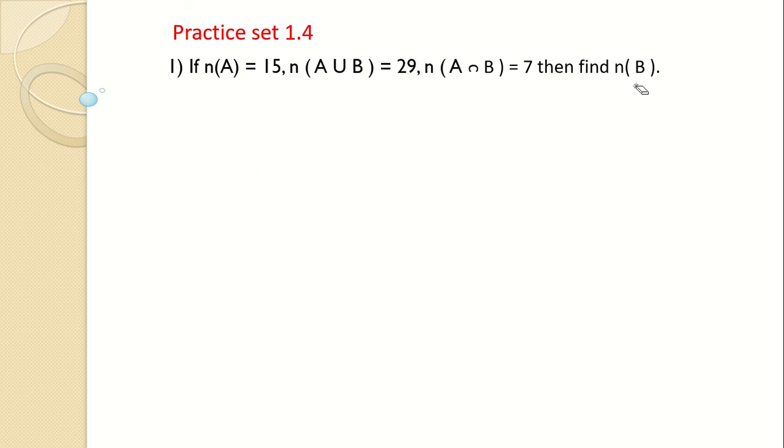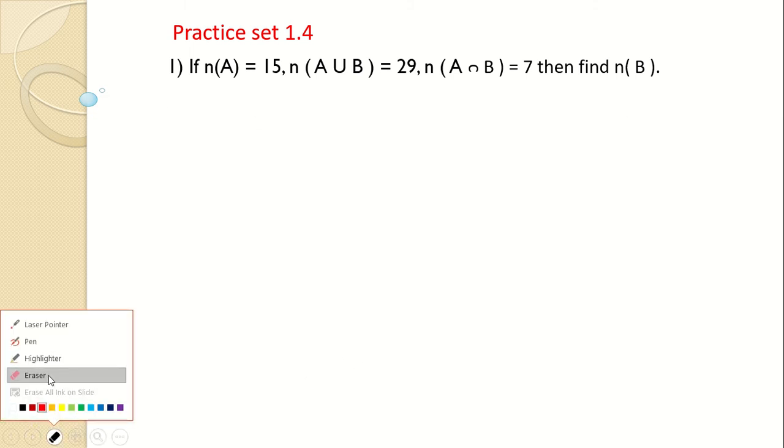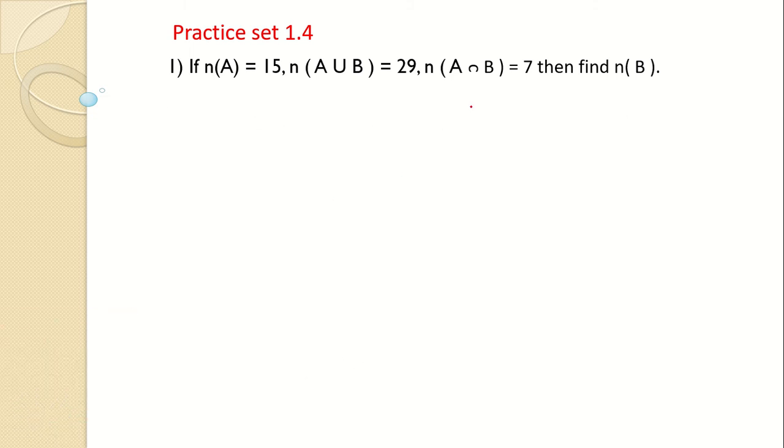First sum is very easy. n of A is given to be 15, n of A union B is given to be 29, and n of A intersection B is given to be 7. Then you are asked to find out n of B. Now there are 4 quantities in the formula. Out of 4, any 3 will be given. The fourth one you have to find. So you know very well how to find, right? Just substitute what is given, and the remaining you can solve as an equation.